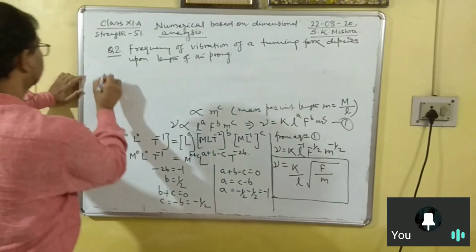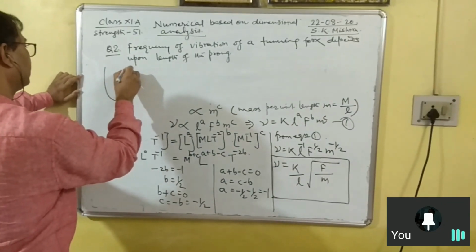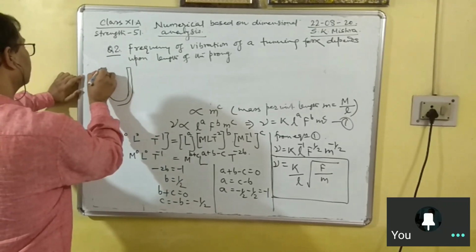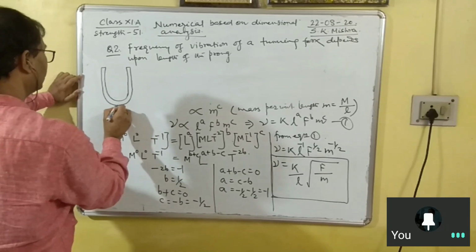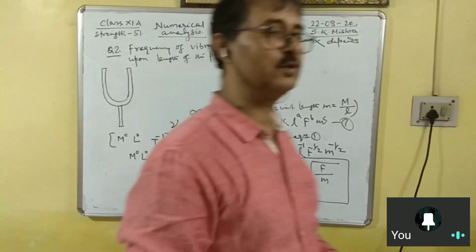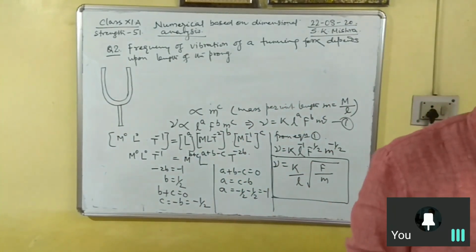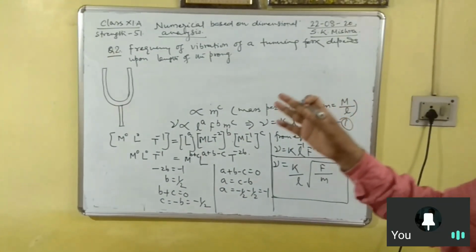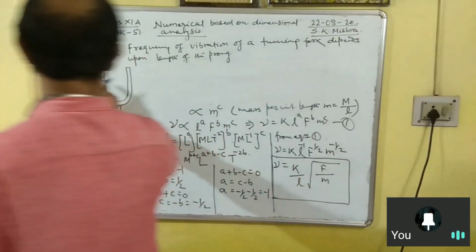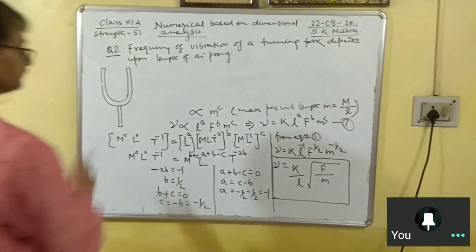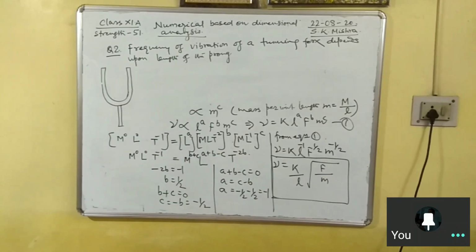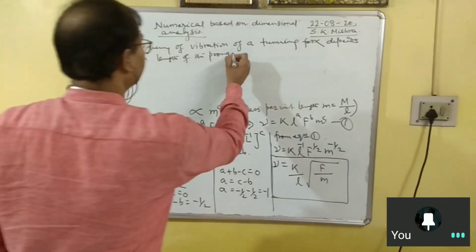Prongs means, you might have seen a tuning fork. How many of you have seen this? No one has seen. You might have seen a fork in your home, similar to that, but it has only two prongs. These are called prongs. This is called a stem. So it depends upon the length of the prongs.